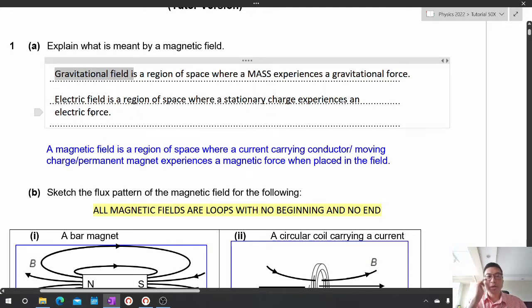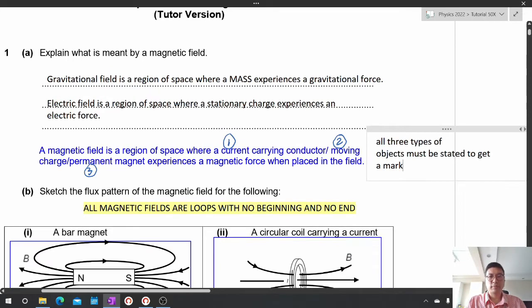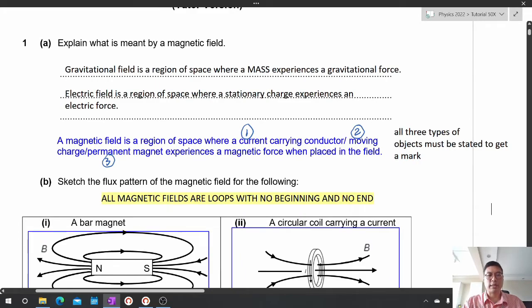Now in the same way, a magnetic field is a region of space where a current carrying conductor, a moving charge, or a permanent magnet experiences a magnetic force when placed in the field. Now all three types of objects must be stated in order to get a mark. Okay, so if you need time to copy, you can pause the video to copy the answer.